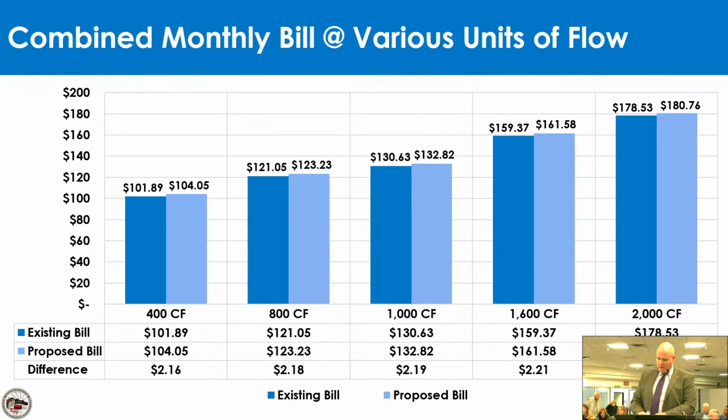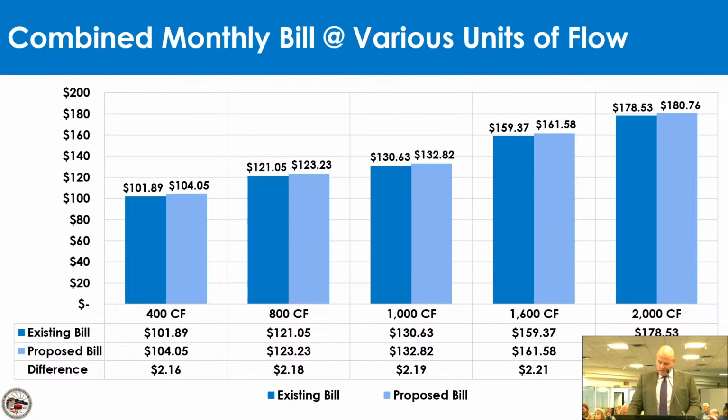So here is what a combined monthly bill for a customer looks like at different levels of flow. Starting on the left, it's a customer that uses 400 cubic feet of water, sometimes called 4 units of water. 100 cubic feet is a unit of water, so sometimes the term unit is used because 100 cubic feet is a standard unit for billing purposes. And then moving toward the right, you see 800, 1,000, 1,600, and 2,000 cubic feet increments there. So you see in each of those instances the existing bill compared to the proposed bill.